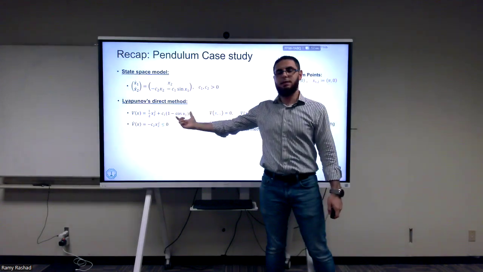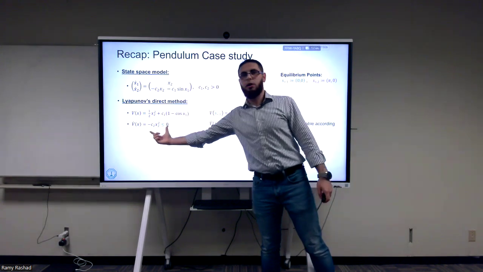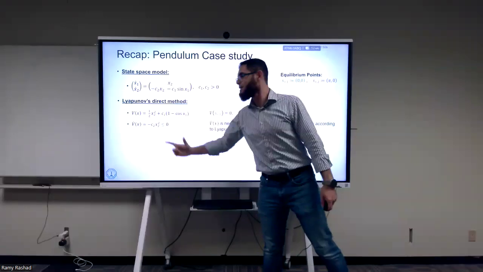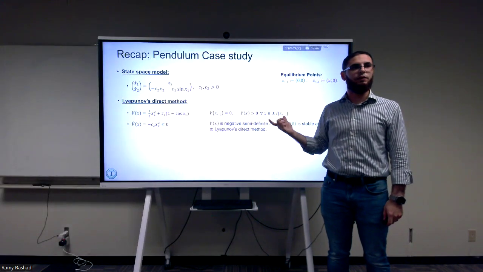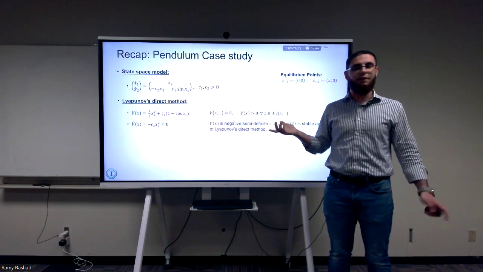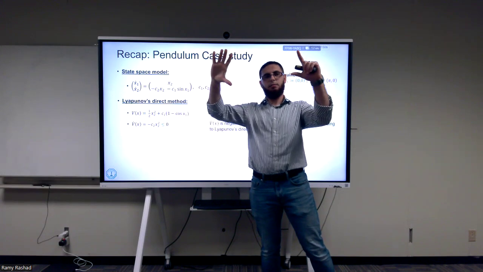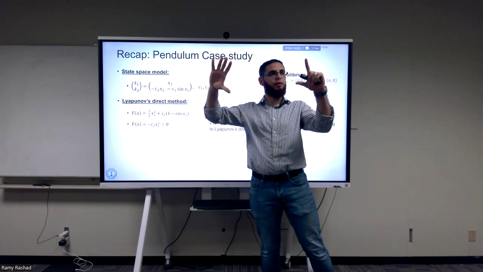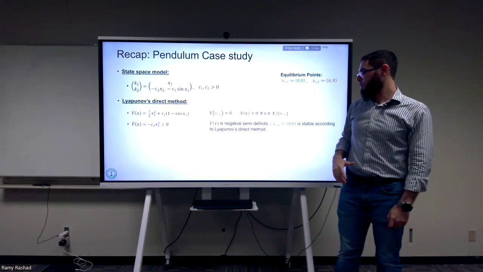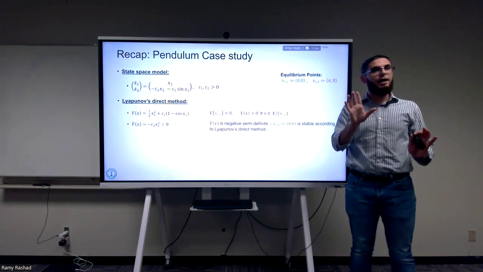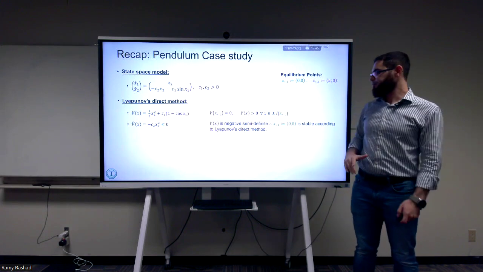We have V of x given by the kinetic energy plus the potential energy. And we showed earlier that V dot is equal to minus C2 x2 squared. Is this a negative definite or a negative semi-definite function? Said it's negative semi-definite because it doesn't contain x1. Last time we wrote it as a quadratic function, and we saw that indeed we have zero eigenvalues. So by Lyapunov's direct method, I can only conclude it's only stable.